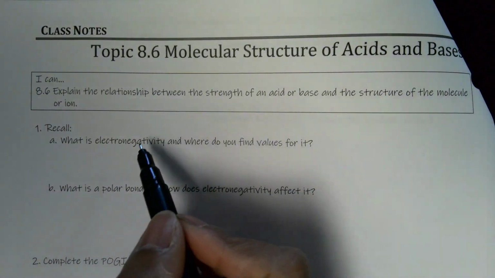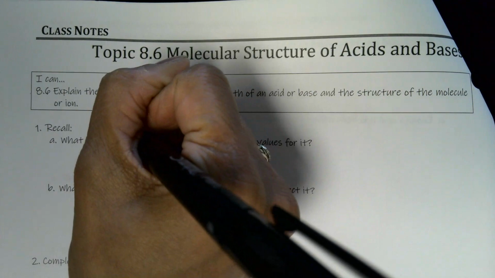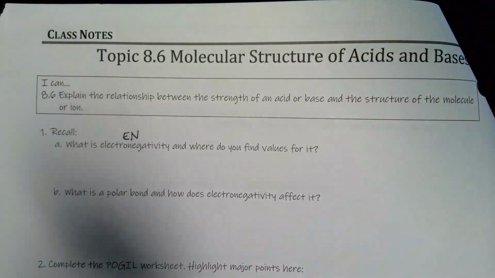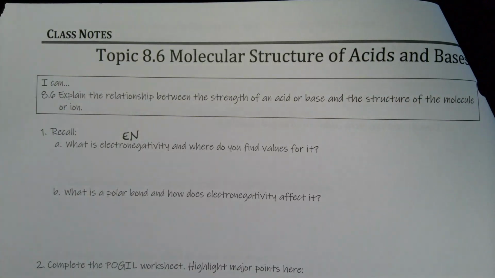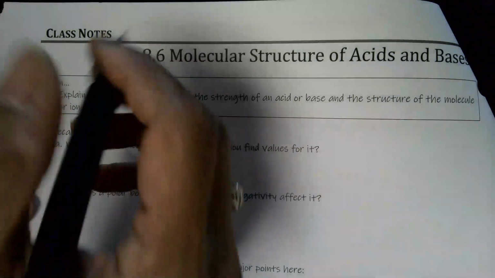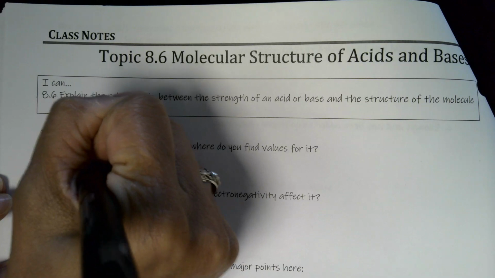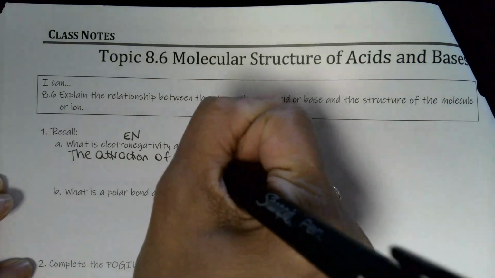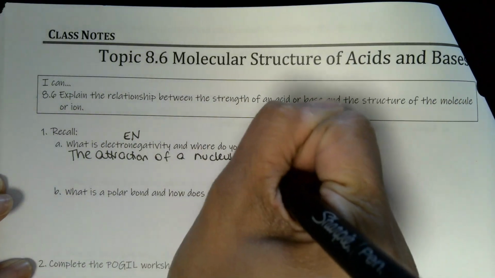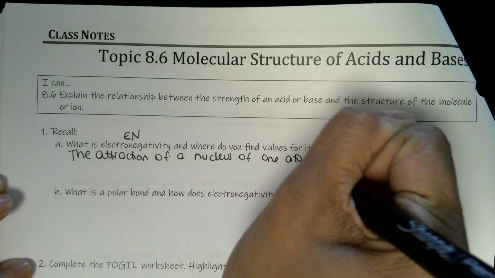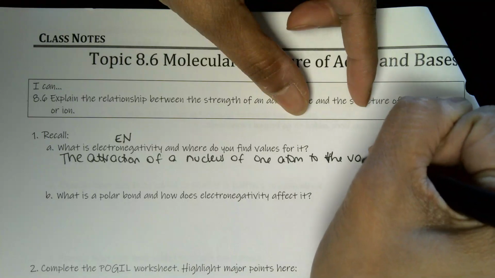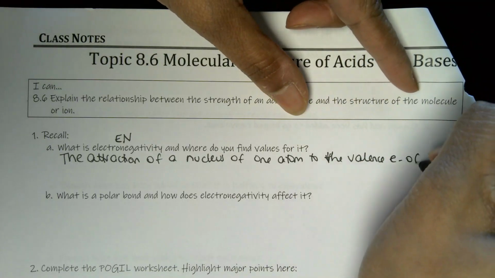So our first question here is figuring out what is electronegativity. Electronegativity, we've abbreviated that as EN, is the attraction between the valence electron of one element and the nucleus of another atom. Or we can say the attraction of a nucleus of one atom to the valence electron of another atom.